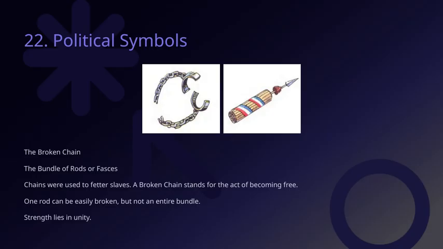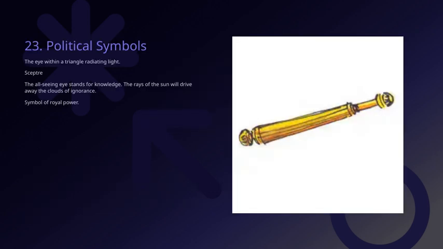So these symbols, whether the broken chain or the fasces, are about emphasizing collective strength and the importance of working together for a common purpose. In the bigger picture of our presentation, these symbols remind us that unity can be a powerful force for change and resilience in society. Now, let's take a closer look at some powerful political symbols.